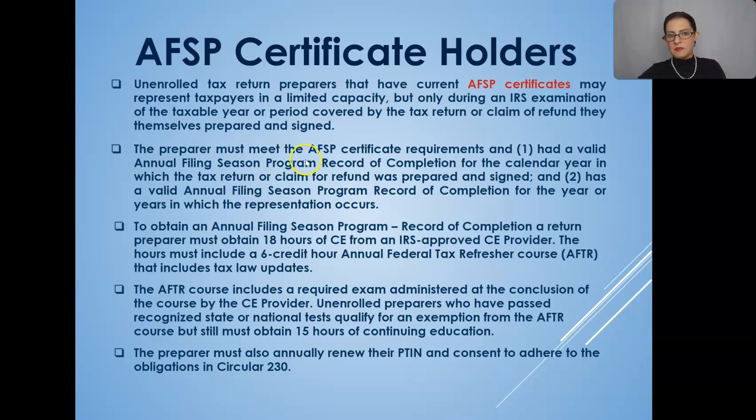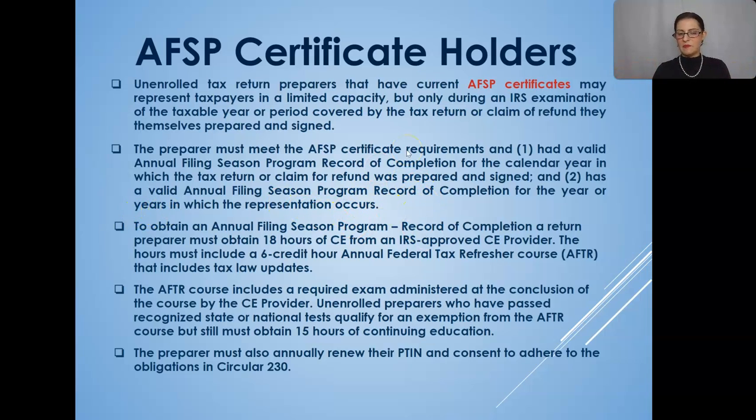The preparer must meet the AFSP certificate requirements: one, have a valid annual filing season program record of completion for the calendar year in which the tax return or claim for refund was prepared and signed, and two, have a valid annual filing season program record of completion for the year or years in which the representation occurs.